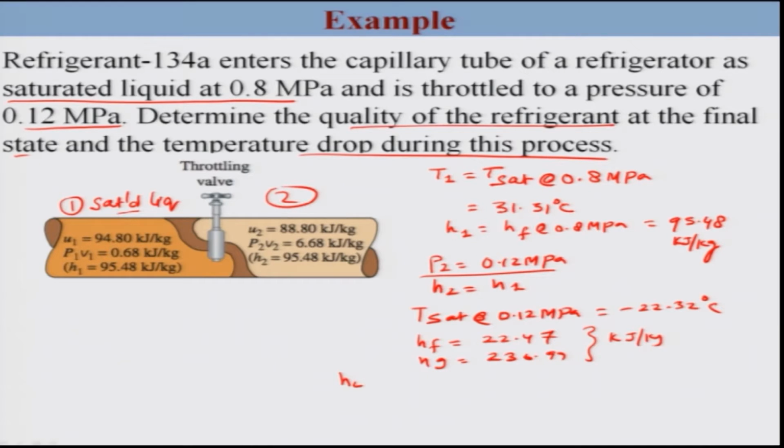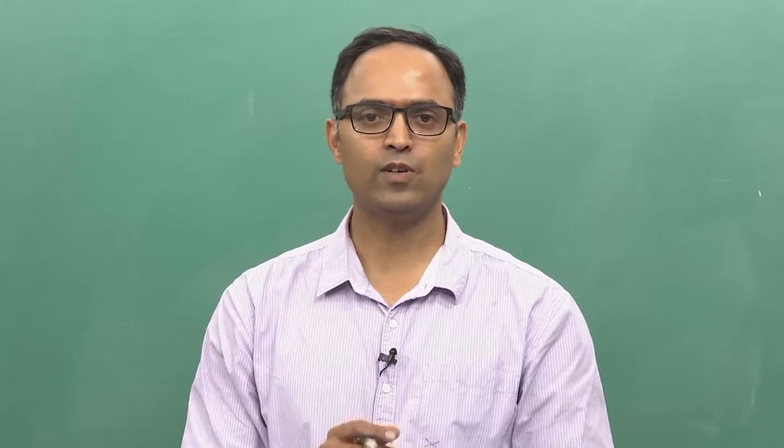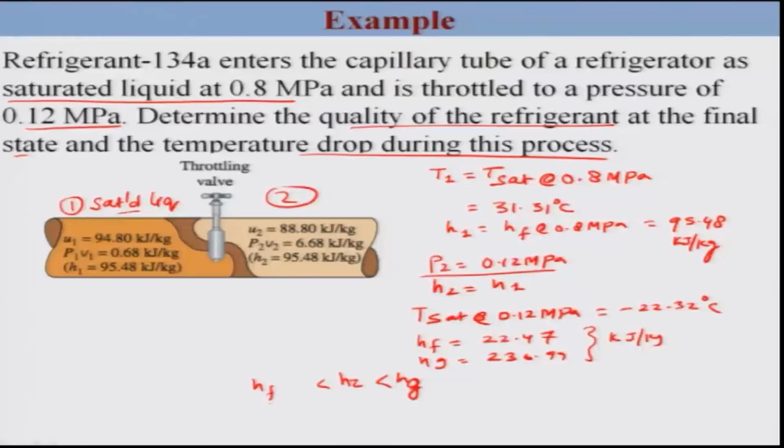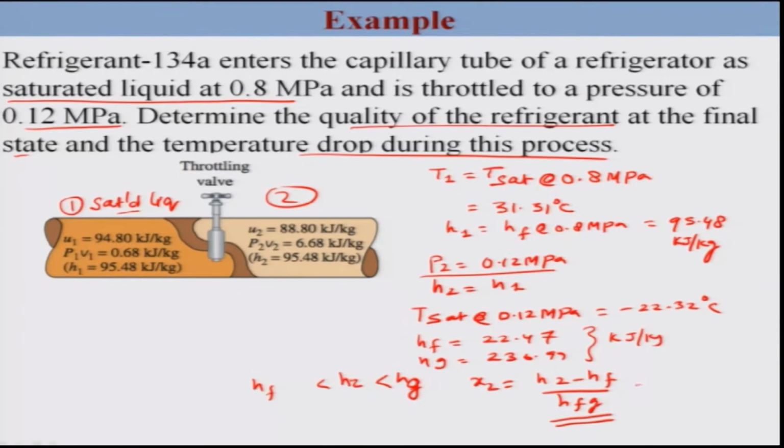So, our h2, which is nothing but h1, is greater than hf and less than hg at 0.12 megapascal, which essentially means that since h lies between the liquid and the vapor enthalpies, the state at exit would be saturated liquid-vapor mixture conditions. So, there would be a quality involved. We can calculate the quality x2, which is nothing but h2 minus hf divided by hfg, and hfg is this value here. If you plug in the values, it comes out to be 0.340. Okay. This is the quality.